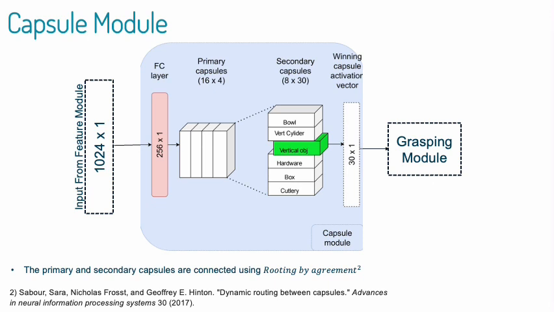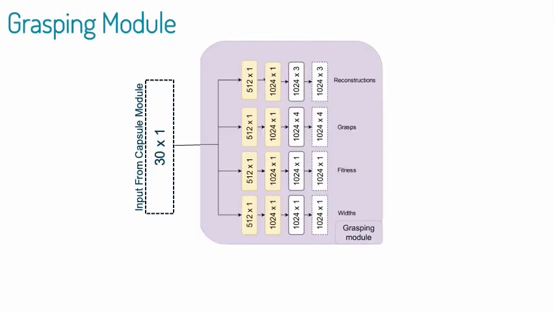The network ensures that each capsule in the deepest layer corresponds to a distinct object class. The object class is determined by ranking the activation norms of the secondary capsules. The capsule with the highest norm, the winner, provides the input for further processing, while the activations of other capsules are masked off. The grasping module consists of 4 fully connected heads.